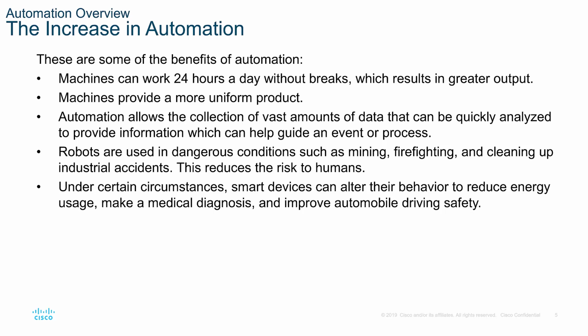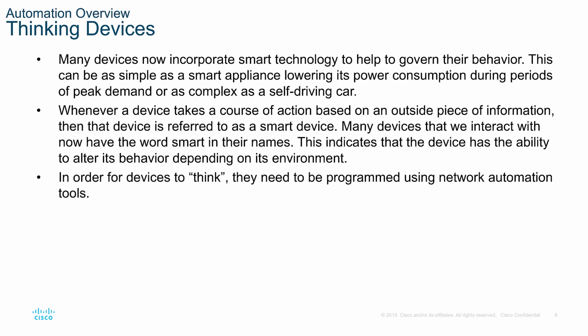So I kept saying the word IoT. Well, in reality, they are thinking devices. These are smart technologies that can help us. Oftentimes, smart technologies help govern behavior. This is a smart appliance, smart car. It could be many things. It is learning what is common for us, and then they try to adjust based off of what they think we need. Whenever a device takes a course of action based on outside pieces of information, that's when the device is referred to as a smart device.